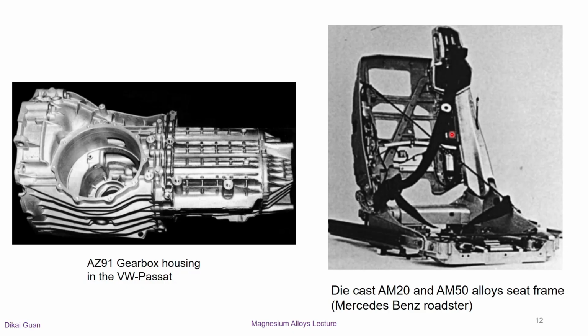Due to their good castability and low density, magnesium and aluminium alloys have been used in many applications, especially for the automotive and aircraft industry sectors. For example, the left image shows an AZ91 gearbox housing in the Volkswagen Passat, and the right image is a picture of a seat frame made of die-cast AM20 and AM50 used in the Benz Roadster.